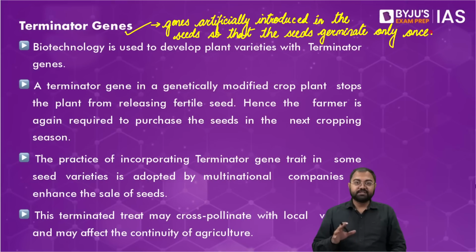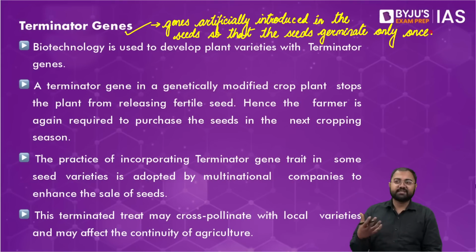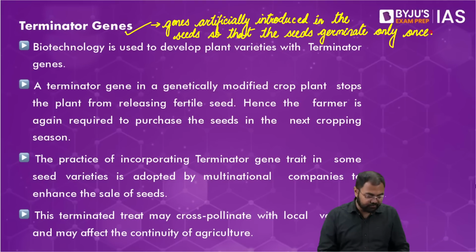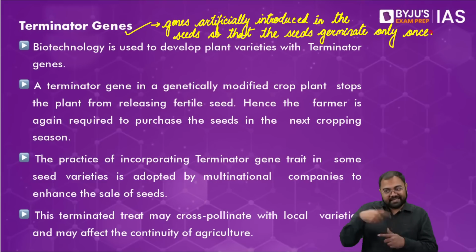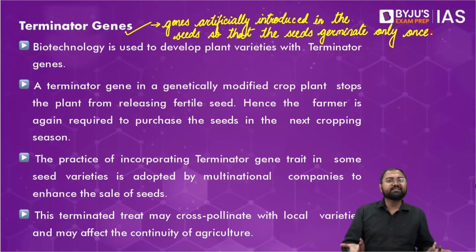Now these terminator genes are very dangerous, because what happens is, let's say as a farmer, you go to the market and you buy some seeds, and you use those seeds for your agricultural field for that particular season. And let's say you see a very good growth, right? Quality wise, quantity wise. So obviously you'll want to preserve those seeds for the next season as well. So you do that. But in the next season, when you sow the same seeds, you see that the seeds don't germinate. In the last season, you saw such a good growth, and this time the seeds are not even germinating.